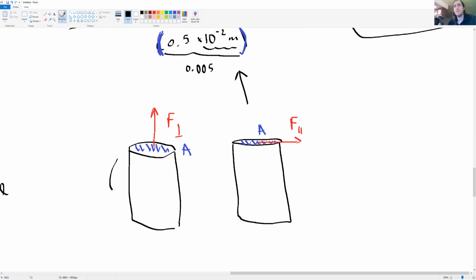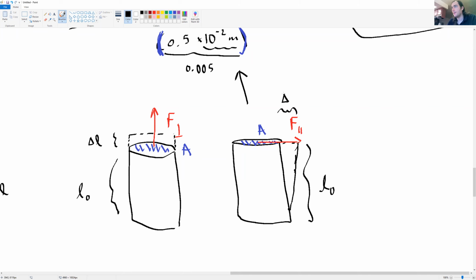And in fact, it's also the same L0. So this is L0. This is also L0. The difference is in this case, you have delta L in this direction. And in this case, delta L is this bit right here. So that's the difference between the tensile strain and the shear strain. Okay, any questions about that?